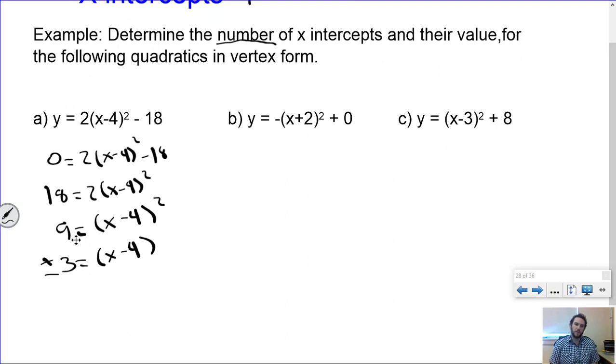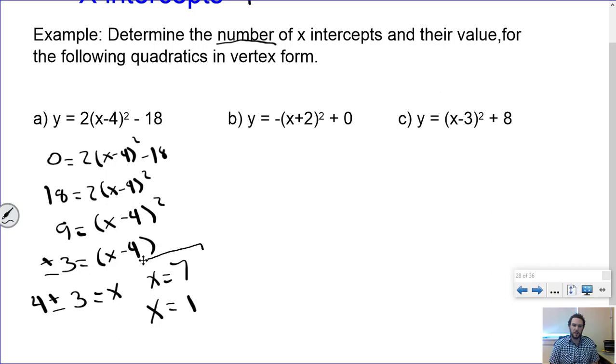So now, last thing I need to do to get x by itself is to get rid of this -4, so I'm going to add 4 to both sides. So we get 4 plus or minus 3 is going to be equal to x, so that means x is equal to 4 plus 3, which is 7, and x is equal to 4 minus 3, which is 1.